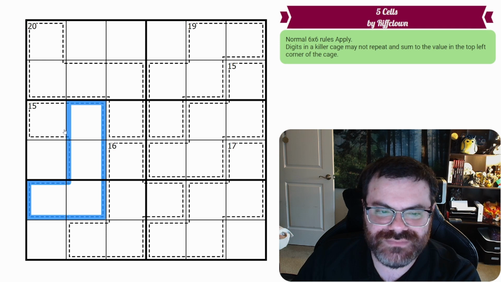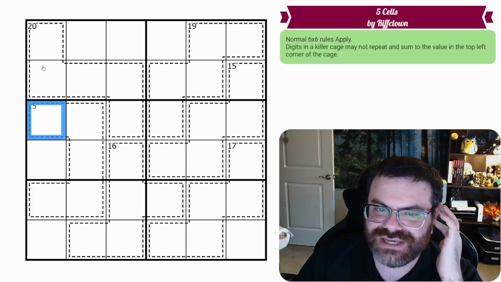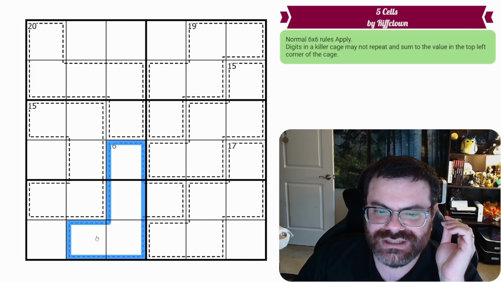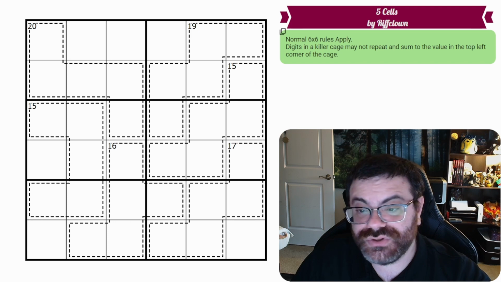Additionally, if I were to sum up all the digits in the cage, they would sum to, in this case, 15, the number in the top left. So these sum to 20, these sum to 16, etc. All right, so those are the rules.